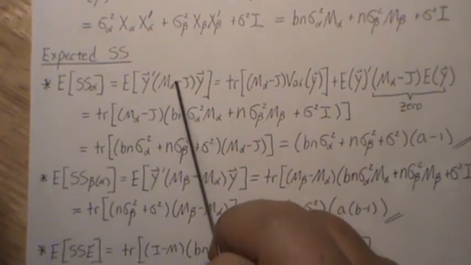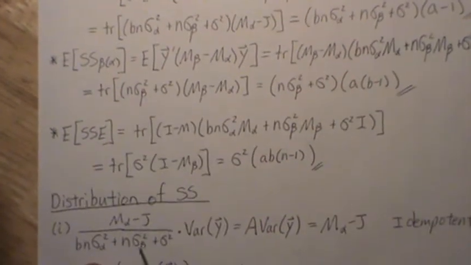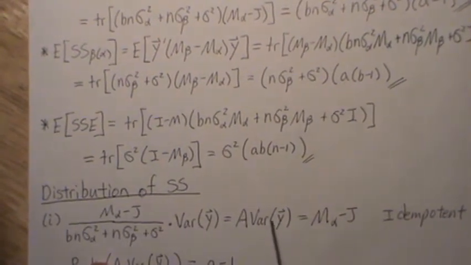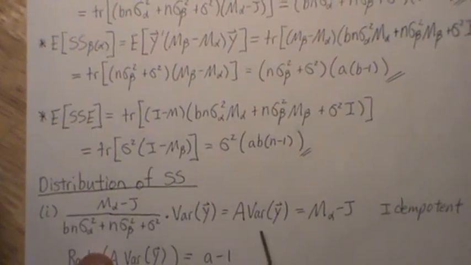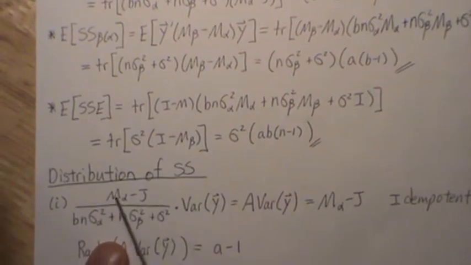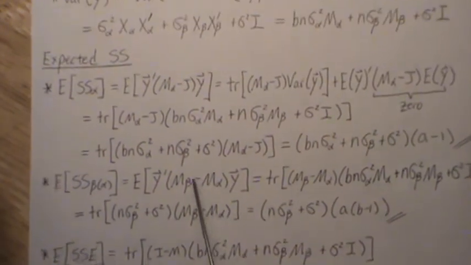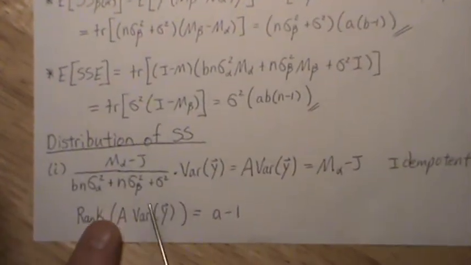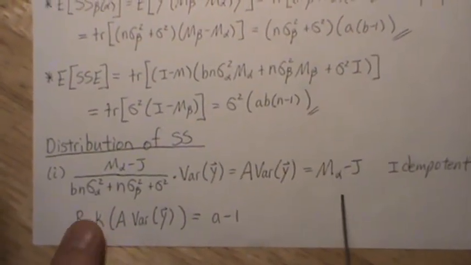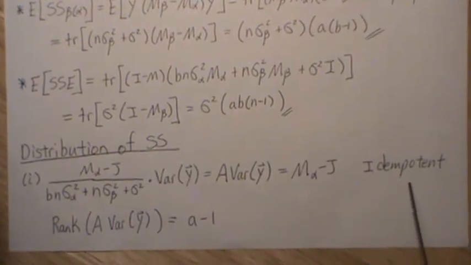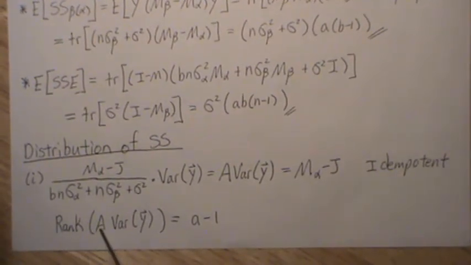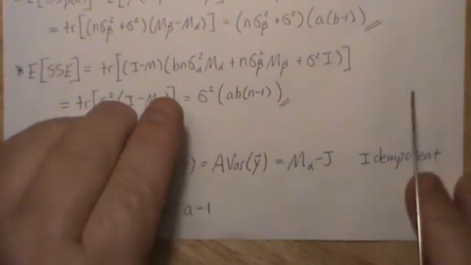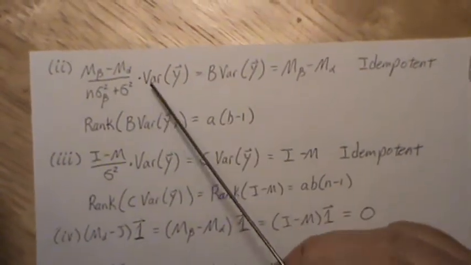So we need to make sure that this divided by a constant times the variance of y, so just call this a, is idempotent. But remember, this m alpha minus j times the variance ended up being this constant times that matrix. So that constant cancels with this, and we're left with just m alpha minus j, which is idempotent. So then the rank of a times the variance of y is just a minus 1.